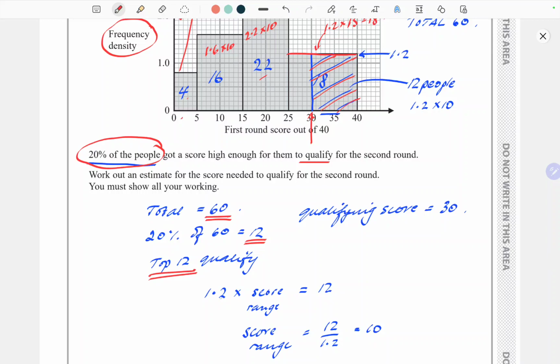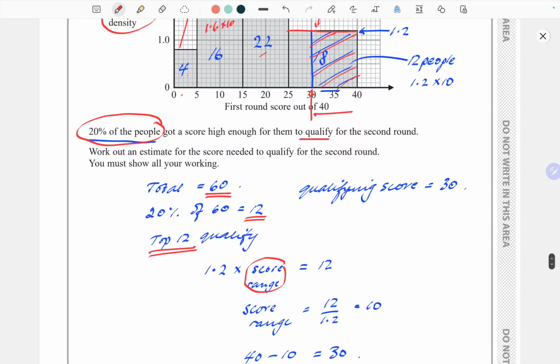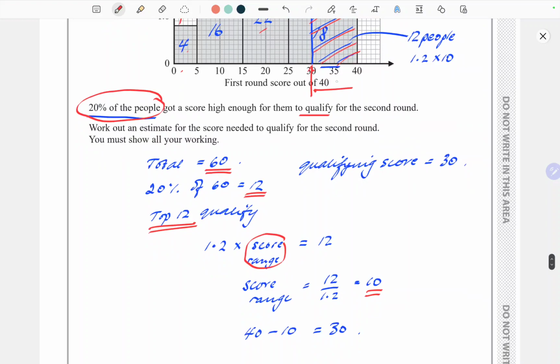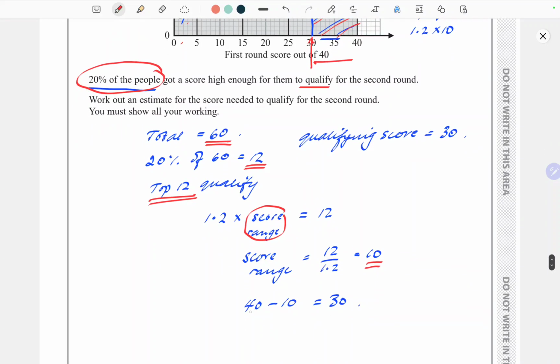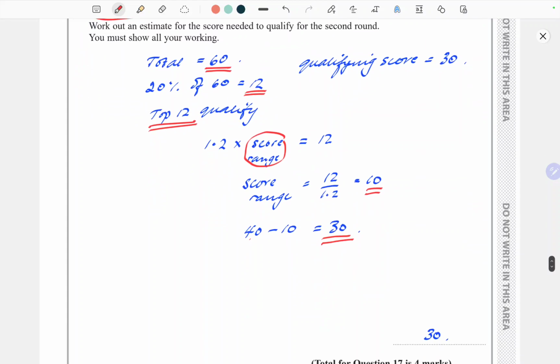So 1.2 times a certain length, which is your score range, this bit here, equals 12. So the score range must be 10. In other words, it's 10 marks out of the 40, so over here, and therefore 40 minus the 10, the qualifying mark was 30.